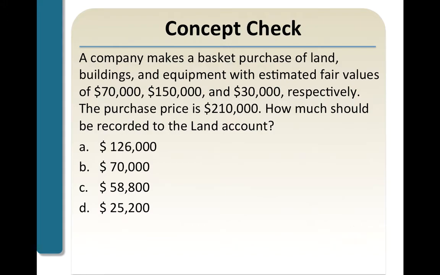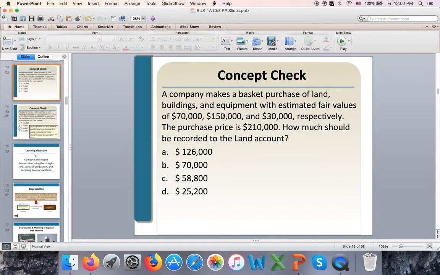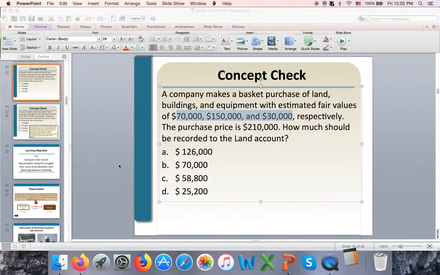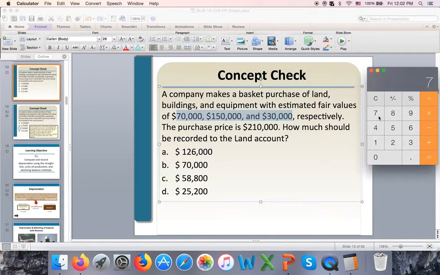Let's practice one more time. A company makes a basket purchase of land, buildings, and equipment with these estimated fair values respectively. The purchase price is $210,000. By the way, again, if I add these appraisals, let me go to the calculator. 70,000 plus 150,000 plus 30,000 gives me 250,000. I did not pay 250, I paid 210, but I'm going to use this total appraised value to figure out the allocated percentage for each asset.